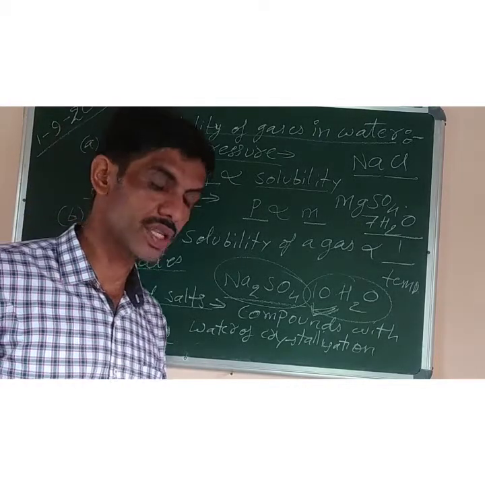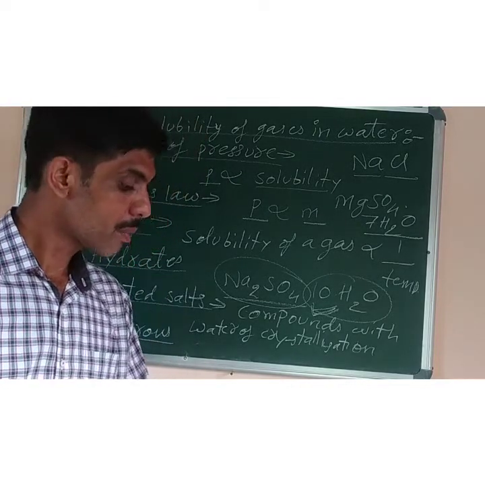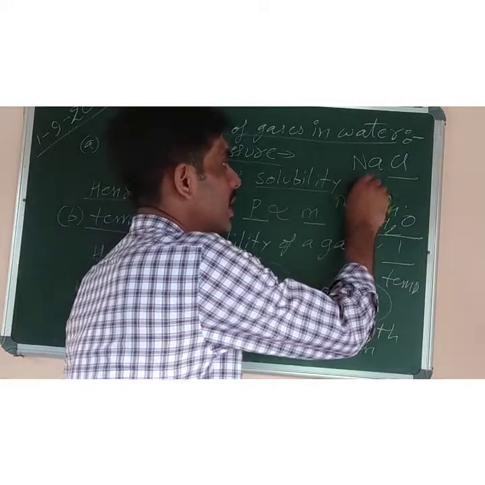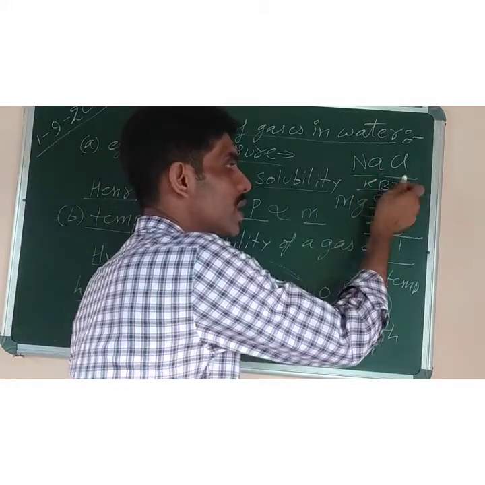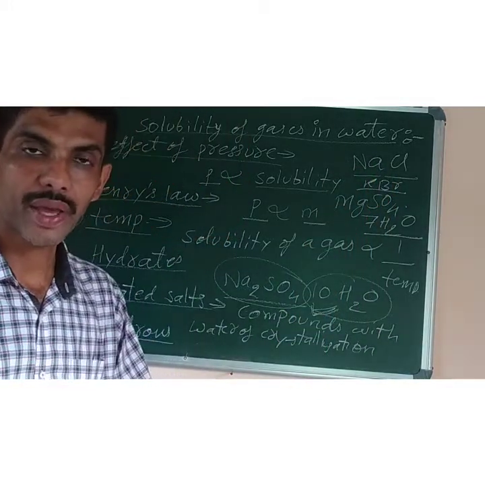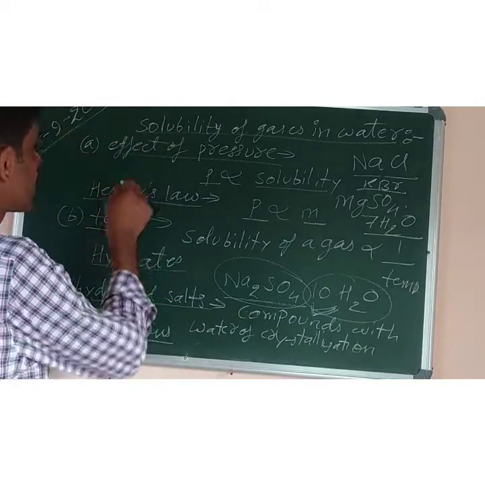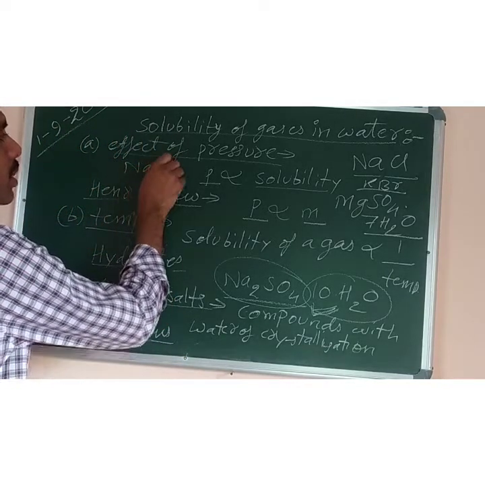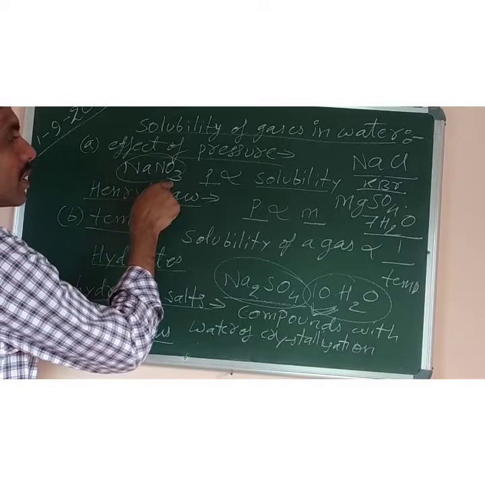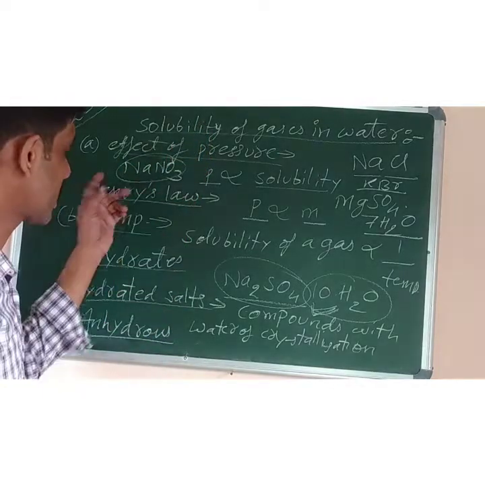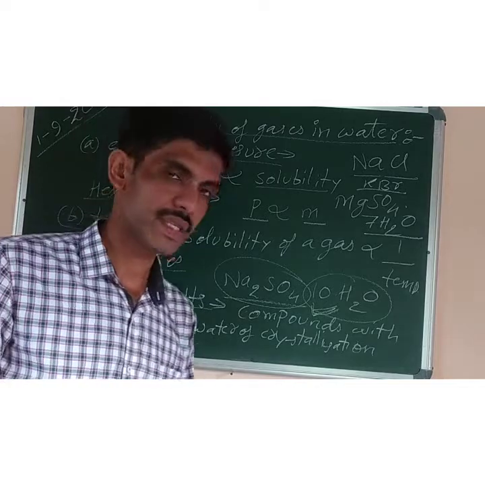It is also there in your syllabus. Then the next one, potassium bromide, that is KBr. There is no H2O, so this is also an example of an anhydrous substance. Sodium nitrate, that is NaNO3. You cannot get any water molecule here. There is no H2O, so this is also an example of an anhydrous substance.